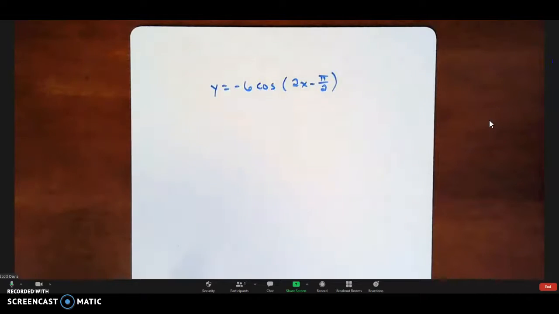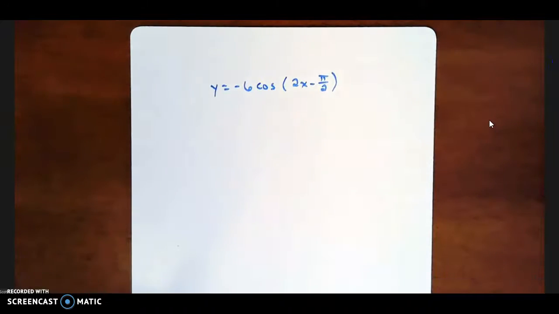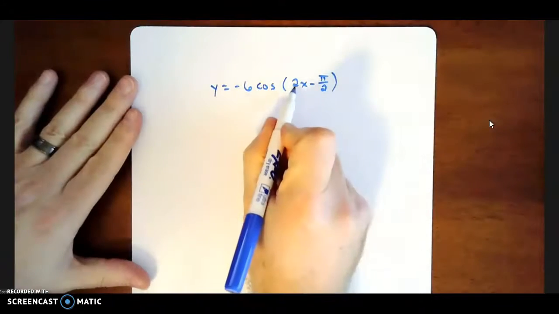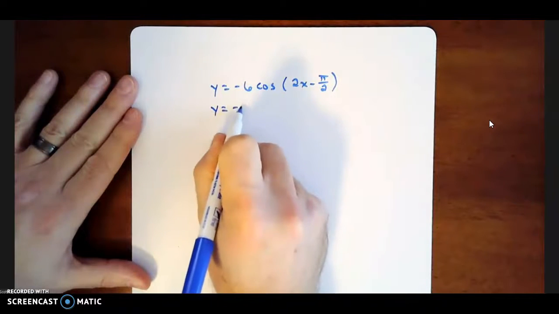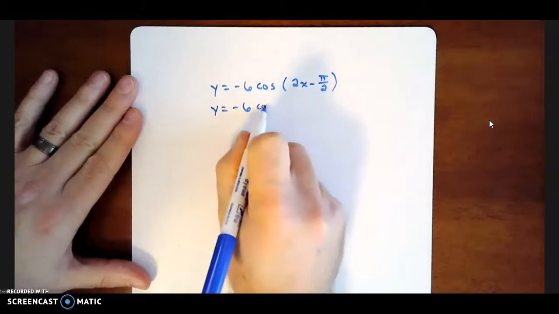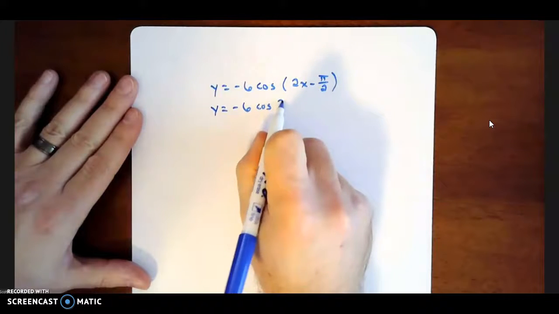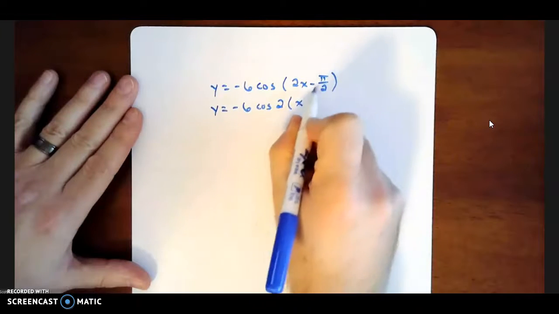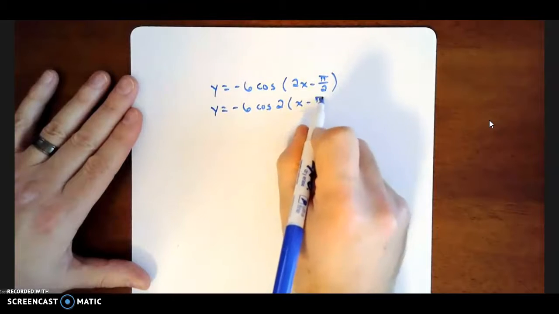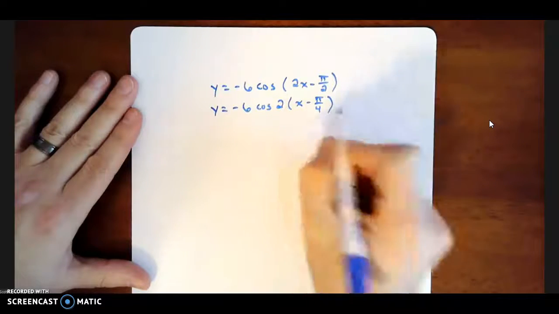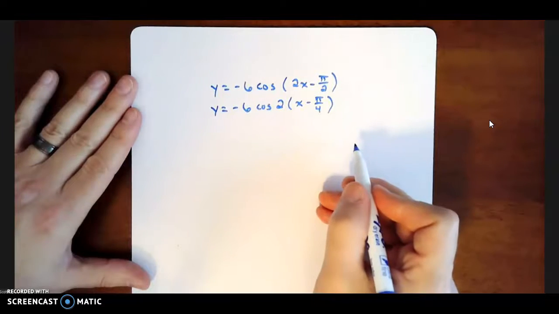So here's our equation. We have to adjust it a little bit, so we have to factor the 2 out of this. We'll be turning this into a -6 cosine. We'll factor the 2 out. If you factor a 2 out, you're dividing by 2, so that's going to make that a pi over 4. All right, and then we have everything we need.